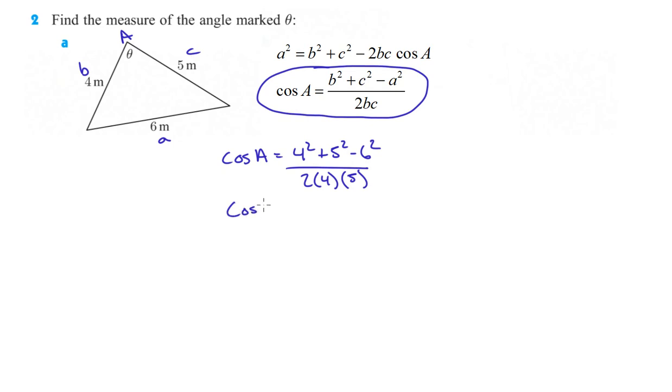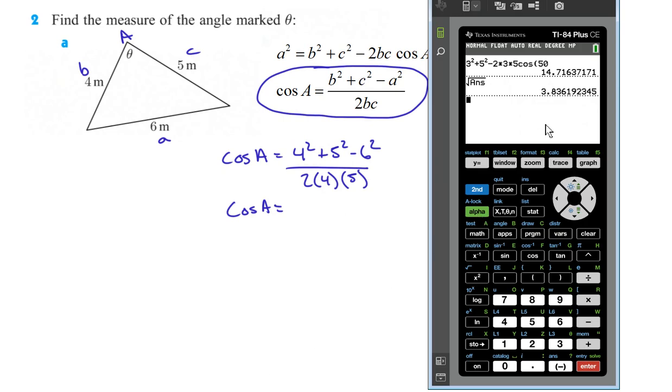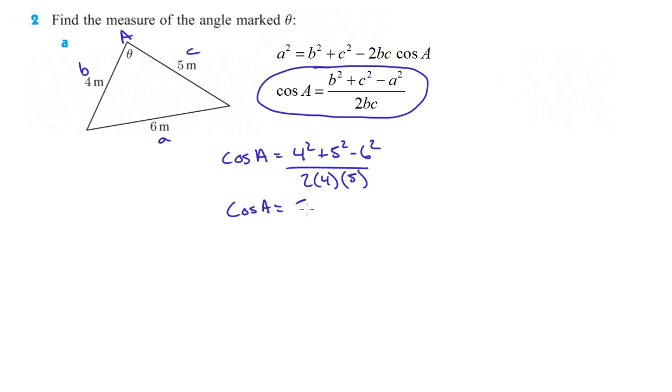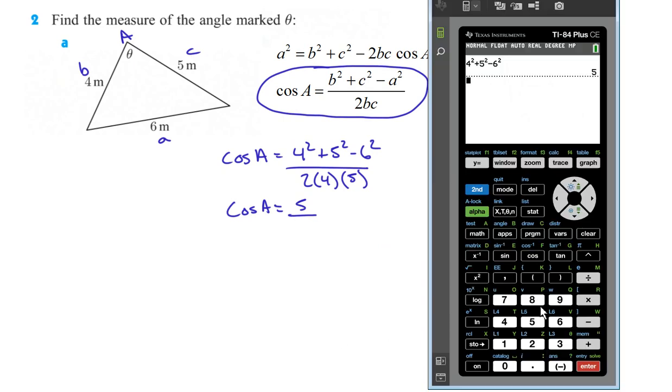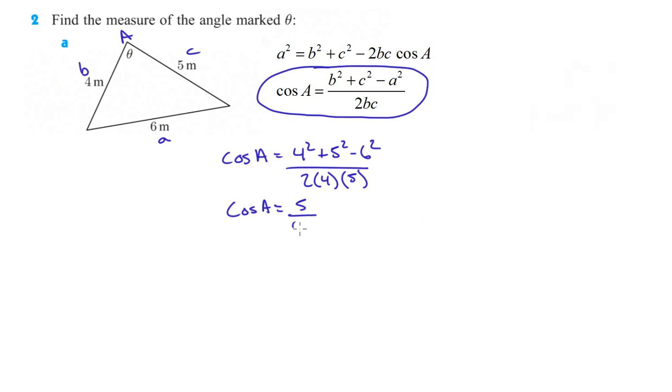Now, I'm going to highly suggest when you do this, unless you're really good with using parentheses on your calculator, calculating the top, calculating the bottom, and then recalculating. That's going to be a really good way to make sure that you get the right answer. 4 squared plus 5 squared minus 6 squared gives you 5, and then on the bottom, 2 times 4 is 8 times 5 is 40. So we got cosine A of 5 over 40.